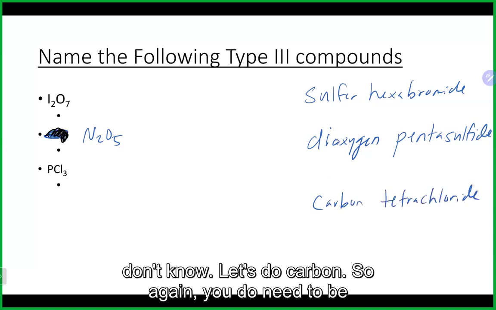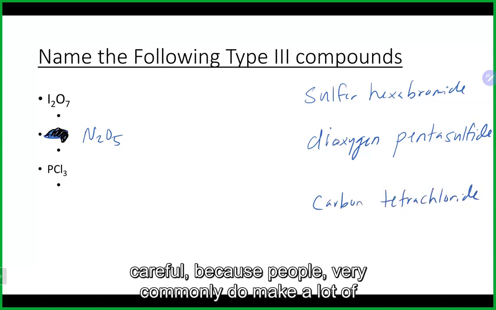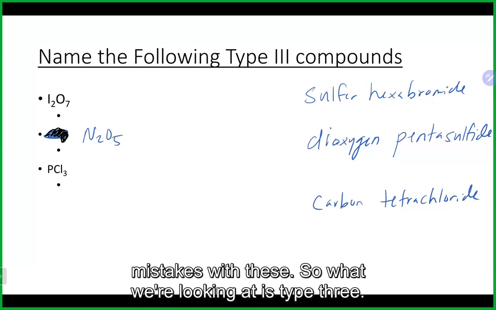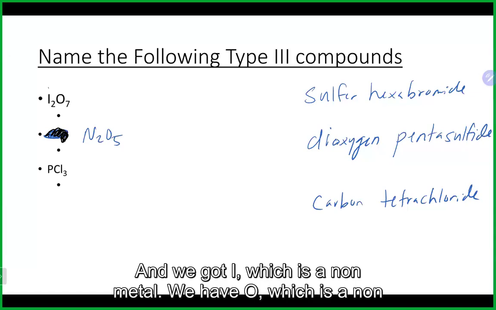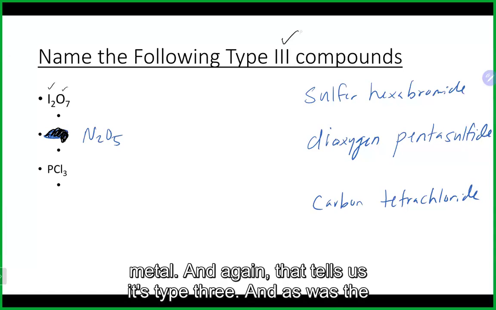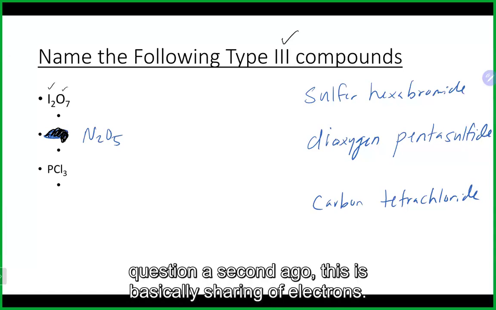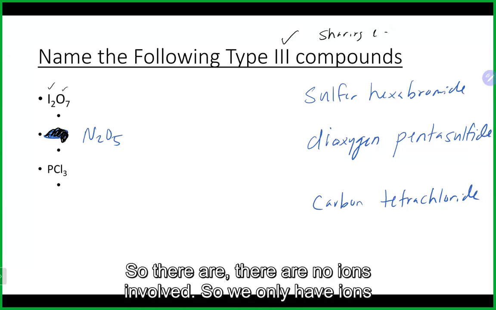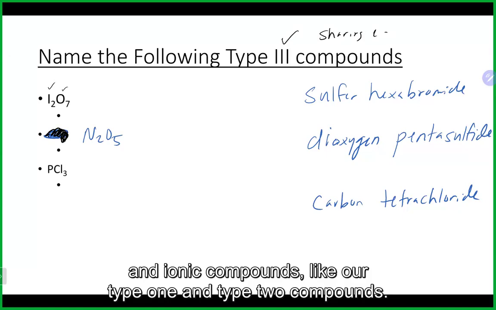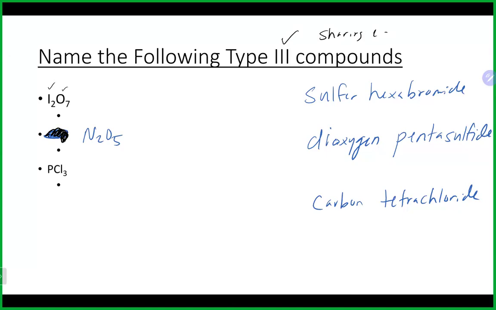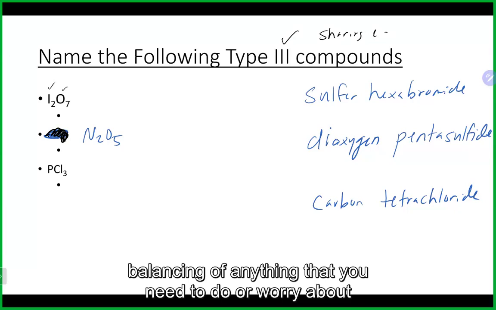So you do need to be careful, because people very commonly make a lot of mistakes with these. What we're looking at is type 3, and we have I, which is a nonmetal, and we have O, which is a nonmetal. That tells us it's type 3. This is basically sharing of electrons, so there are no ions involved. We only have ions in ionic compounds like our type 1 and type 2 compounds. So like we talked about, there's really no balancing of anything that you need to do or worry about charges.